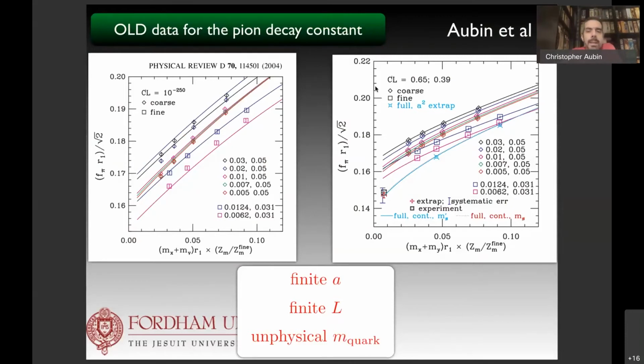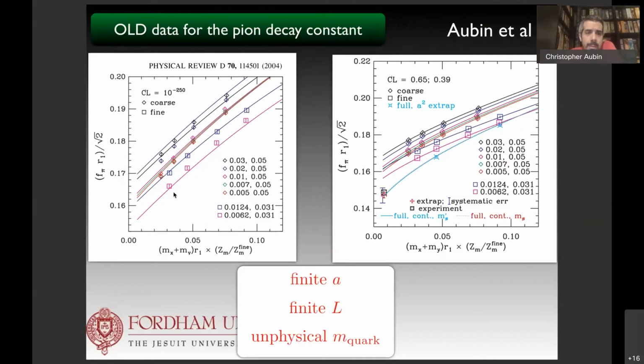What you're looking at here are two different figures of this data. Forget exactly what the axes say. What matters is the horizontal axis is basically the quark masses, and the vertical axis is the decay constant. These are in dimensionless units in terms of what's called r1, but again, you don't need to worry about that.